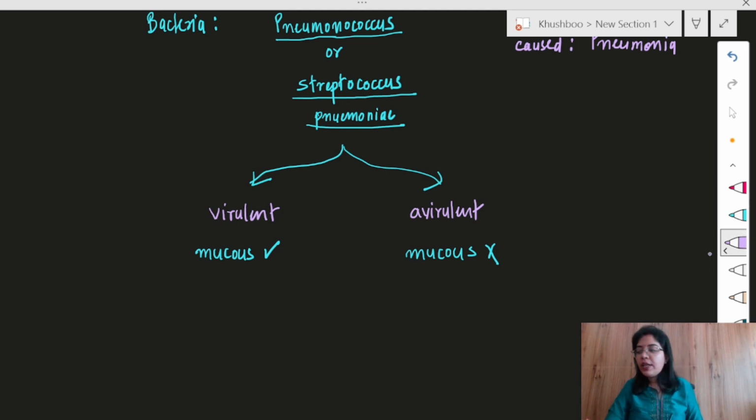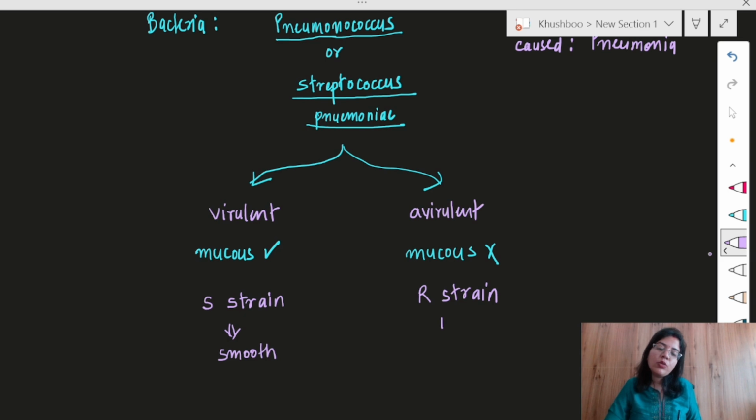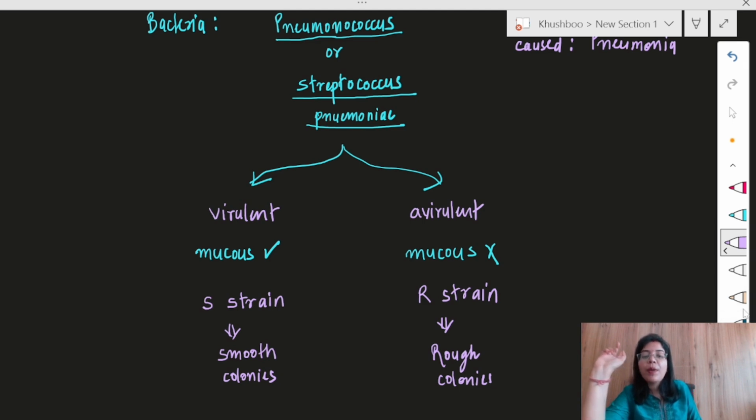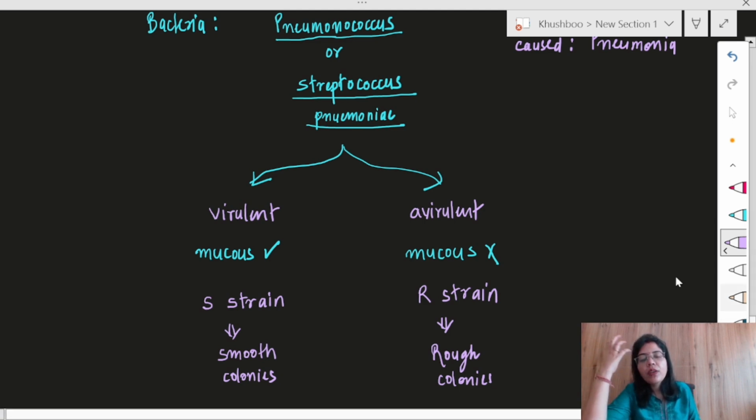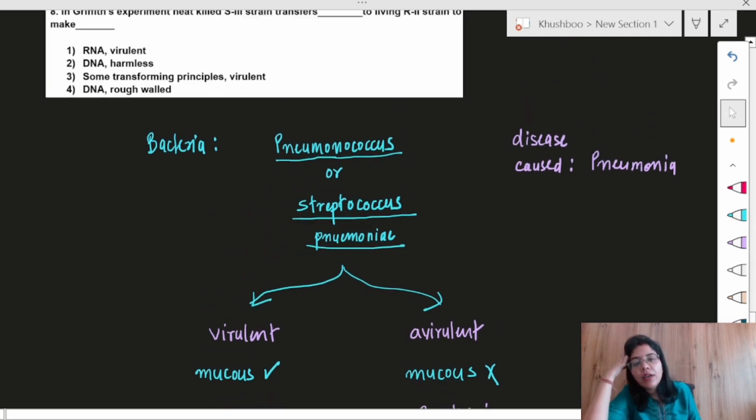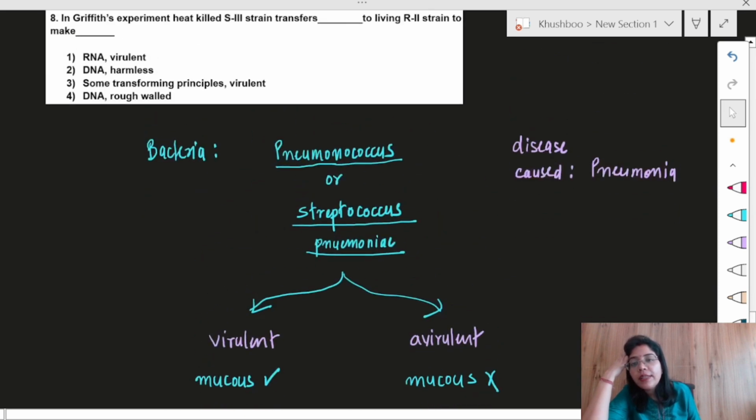The name of the strain which is virulent and can make mucus is the S strain. The name of the strain which cannot make mucus is the R strain. S is also called smooth, and R is also called rough, because S makes smooth colonies in culture, while R makes rough colonies because it lacks that mucus layer. Remember, the glycocalyx has one part, that layer, which is called the capsule.